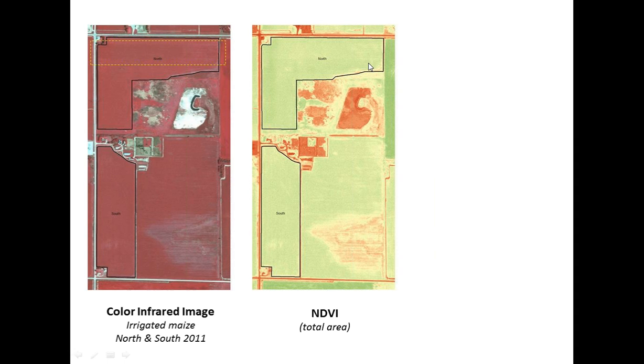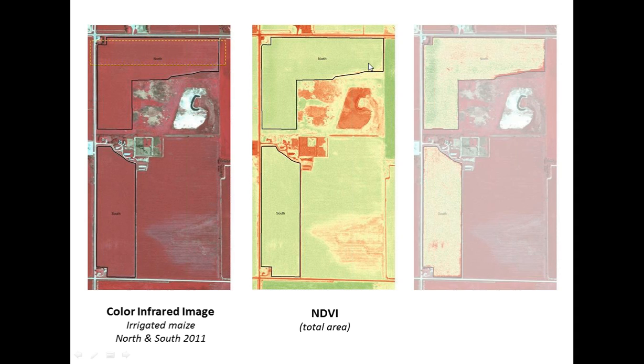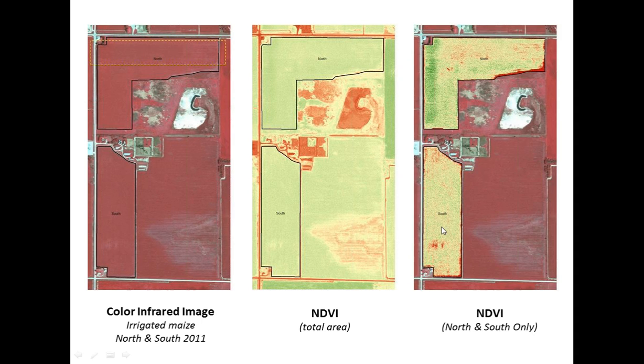Now I'm going to show you what happens if you only use the data from the cornfields, the north field and the south field. You can see that there's much more resolution when you're only using the cornfield. You're not worried about the roads, the pastures, whatever else might be growing out here. You see that they're very similar. You can see even more than you can with that color infrared.